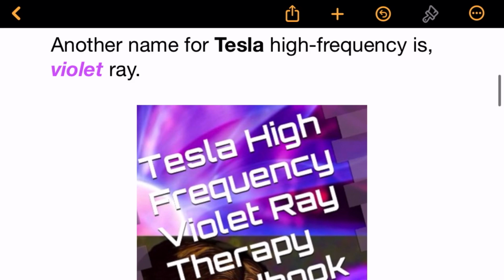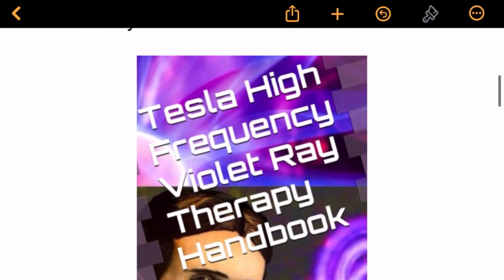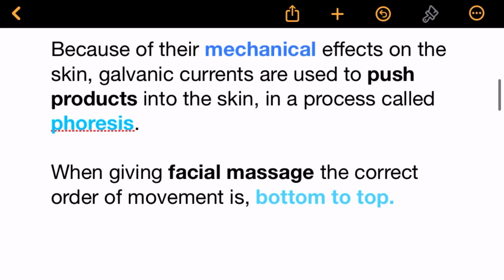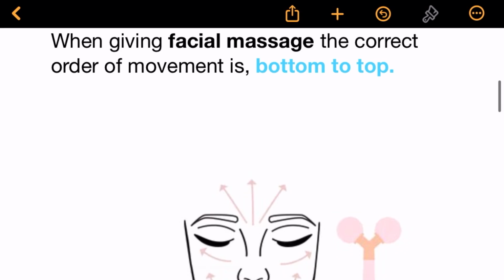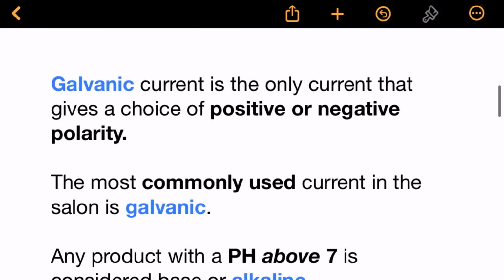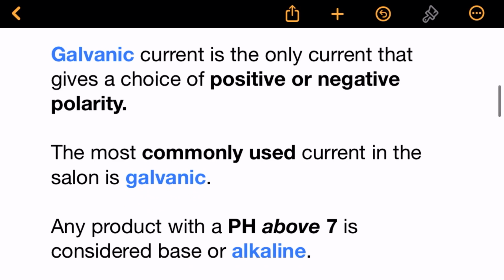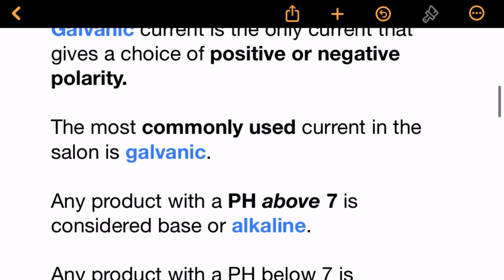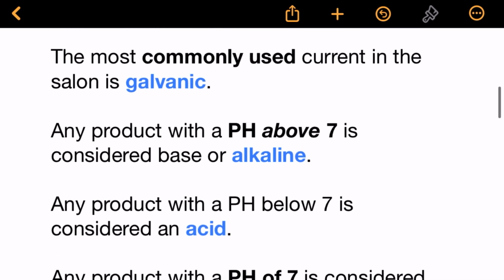Another name for Tesla high frequency is violet ray. Because of their mechanical effects on the skin, galvanic currents are used to push products into the skin in a process called phoresis. When giving facial massage, the correct order of movement is bottom to top. Galvanic current is the only current that gives a choice of positive or negative polarity. The most commonly used current in the salon is galvanic.